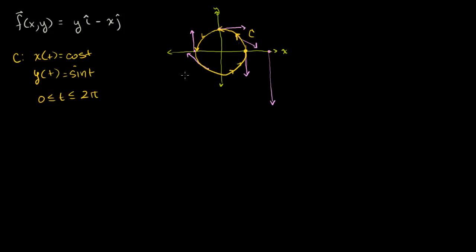So what is the work done by this field on this curve? The work, we learned in the previous video, is equal to the line integral over this contour of our vector field dotted with the differential of our movement, dr.